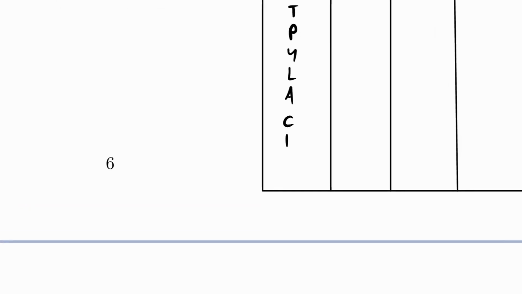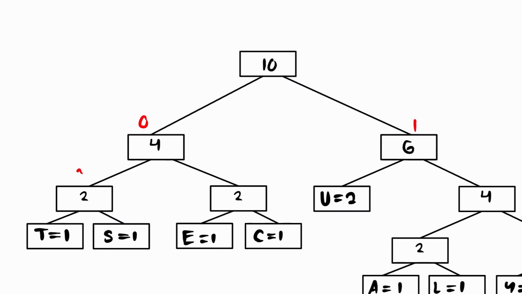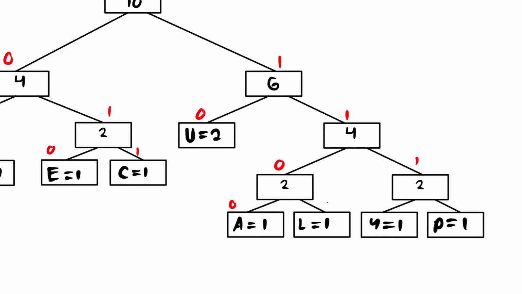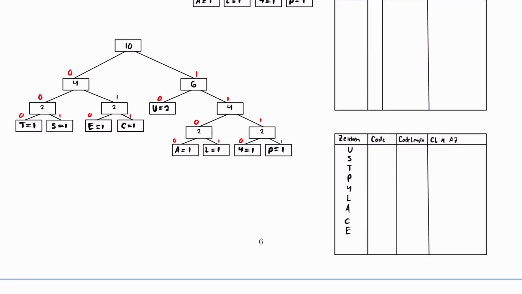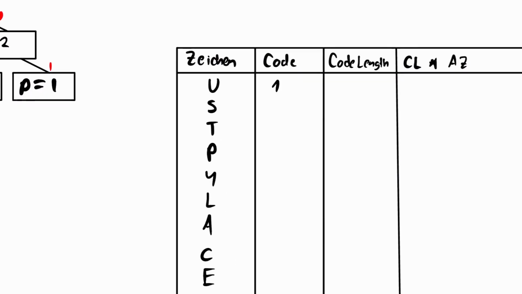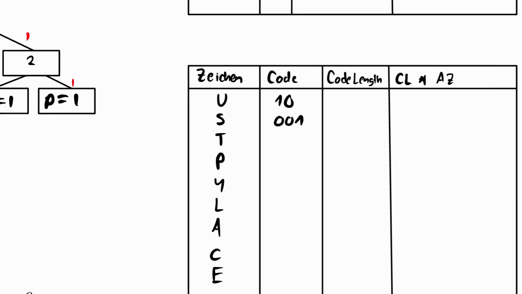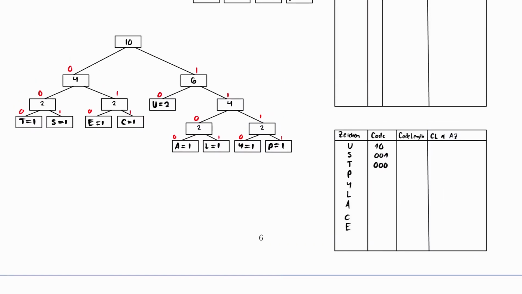Perfect. C, E. So now, before we can find the code, we have to actually give in our numbers. So remember, to the left is going to be just zeros and to the right ones. So, just like so. Right? So now we can actually write the codes. For U, we only need 1 0, because we get 1 and then 0. And to get S, we need to go 0 0 1. Then T is going to be 0 0 0, and then P is going to be 1 1 1 1, just 4 ones.